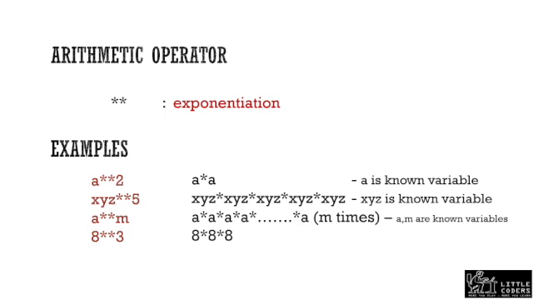8 double star 3 is 8 into 8 into 8. So that is the thing. It will compute the value and store it accordingly. So if you want to do any arithmetic operation, we have to use the operational symbol. Addition is one, and exponentiation is the other operational symbol.